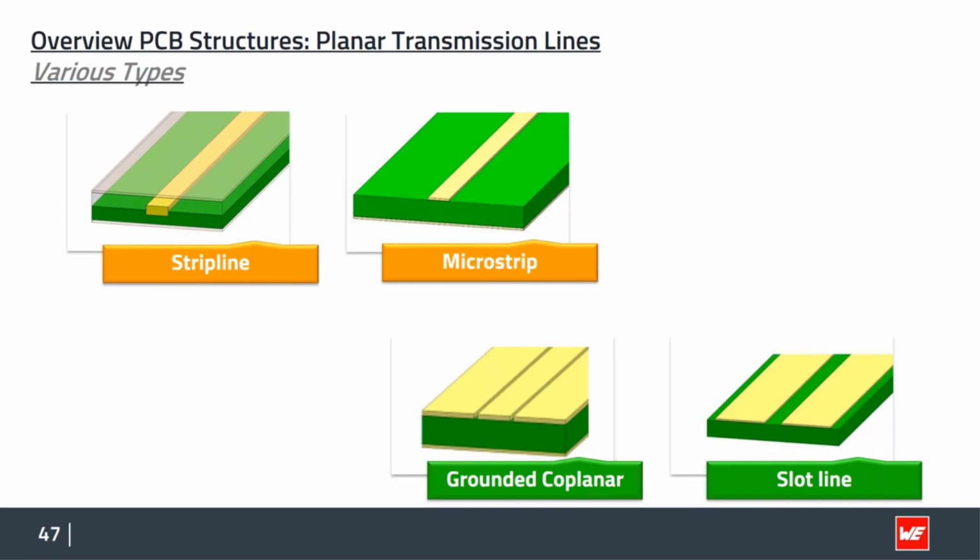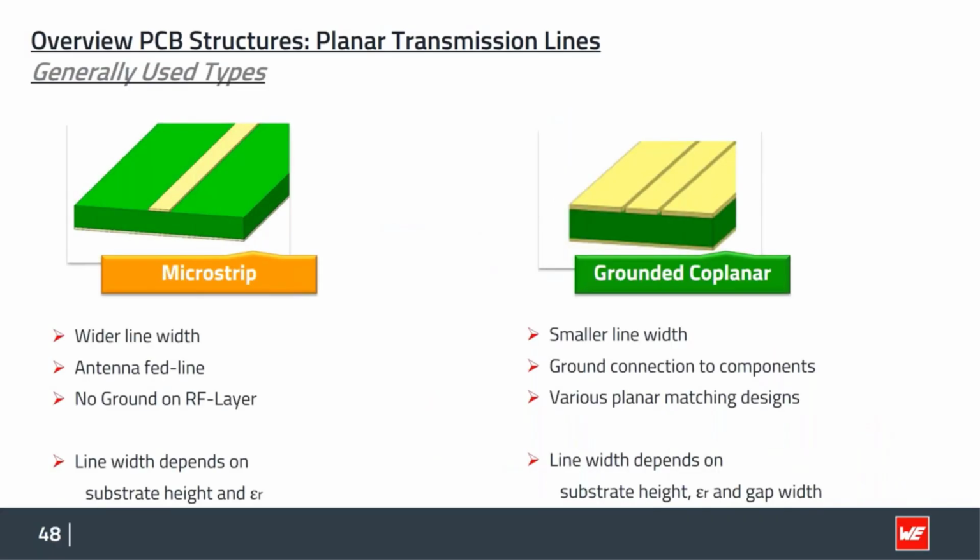We will focus for now on the microstrip and grounded coplanar waveguide because these are the most popular ones. Typically the microstrip has a wider line width for the transmission line. It's typically used as an antenna feed line and has no ground on the RF layer. The line width depends on the height of the substrate, so the thickness of the FR4 here, and of course on the epsilon R of the PCB material.